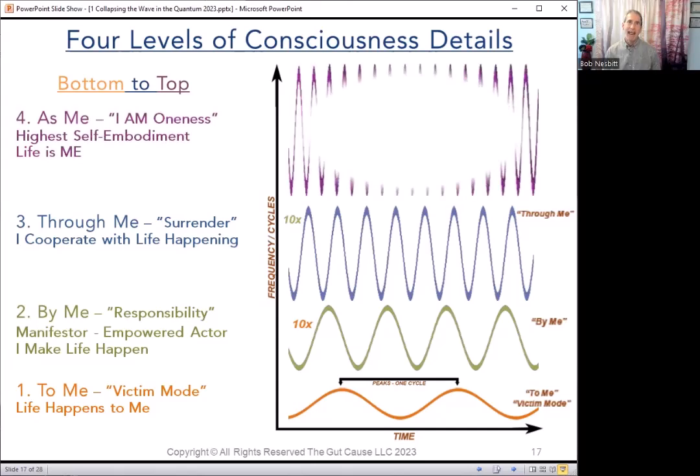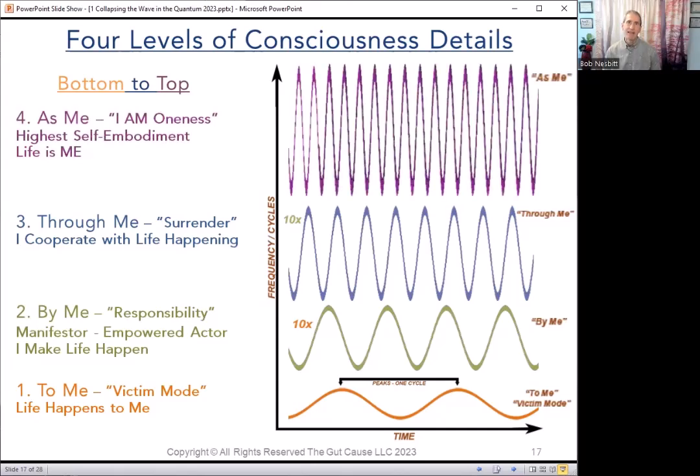Now, 1 hour in as me will be the same as 10 hours in through me, which would be 100 hours in by me and 1,000 hours in to me. And the speed at which you manifest things is dependent on what level of consciousness you're in. Now you can see why one high-frequency spiritual person can lift an entire room of low-frequency people, because it's logarithmic. One person vibrating as me can create a spiritual religious movement that lasts for centuries. It's all about vibrational frequency.